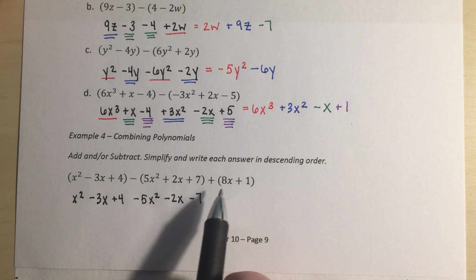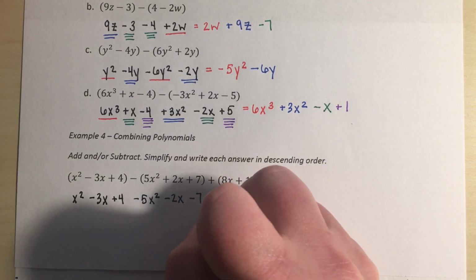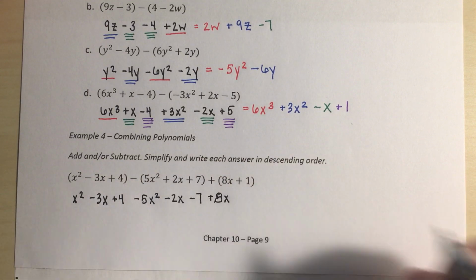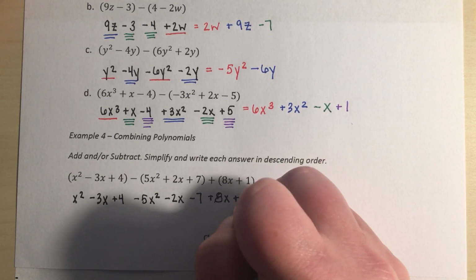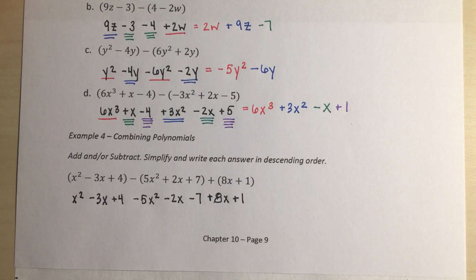Now notice this last polynomial has a plus sign out front. That means that these signs should not change. So I'm going to write plus 8x plus 1. We only change our signs when we have a negative sign out front that needs to be distributed.